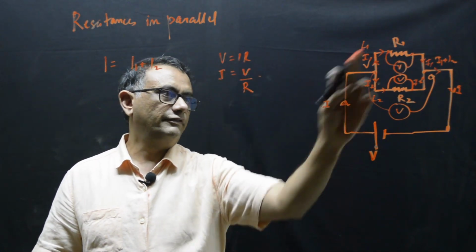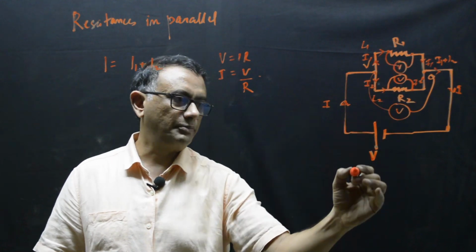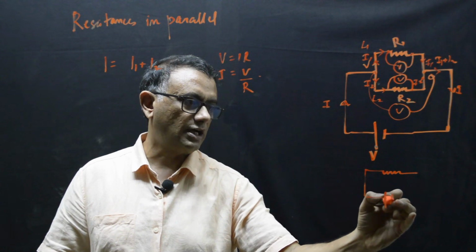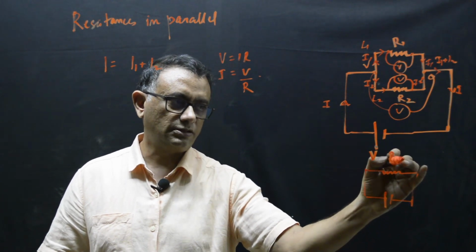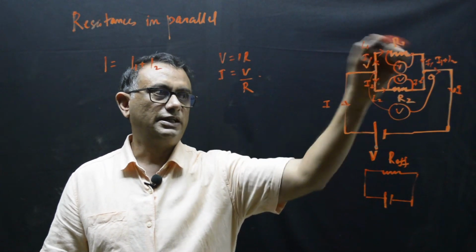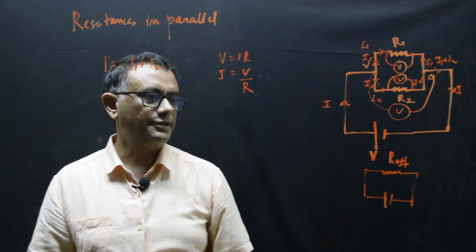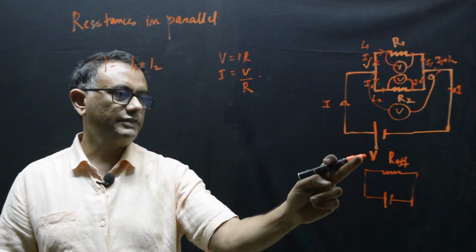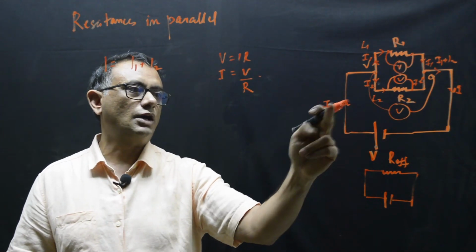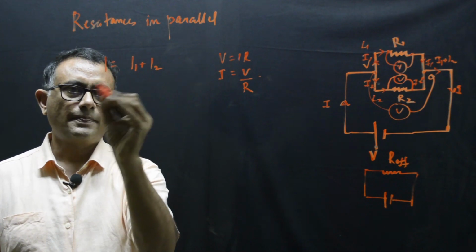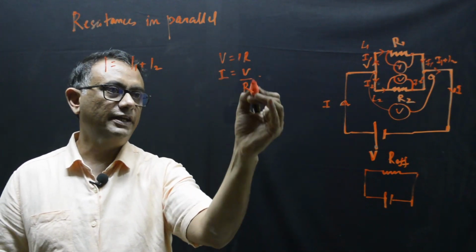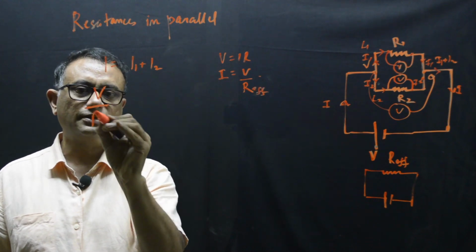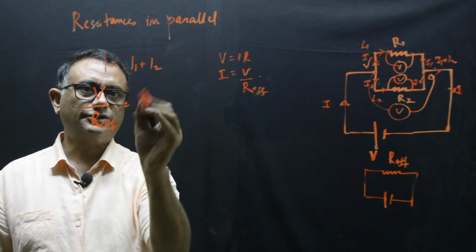So if we say that this entire thing can be clubbed as one effective resistance, which we are calling R effective, because that's what is our purpose. We want to simplify resistances in a block as a single resistance, right? So as far as the entire circuit is concerned, we can say V is equal to I into R effective. So here this I will be V divided by R effective, right?